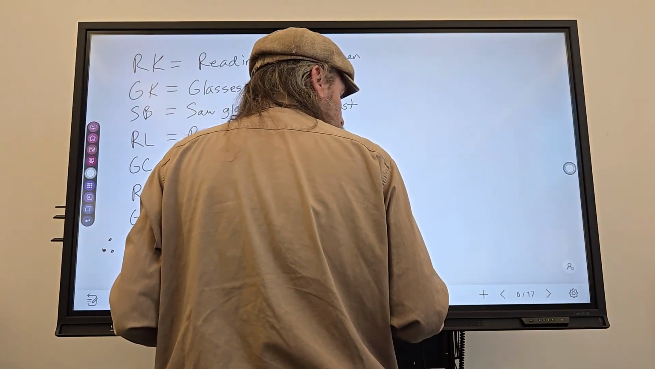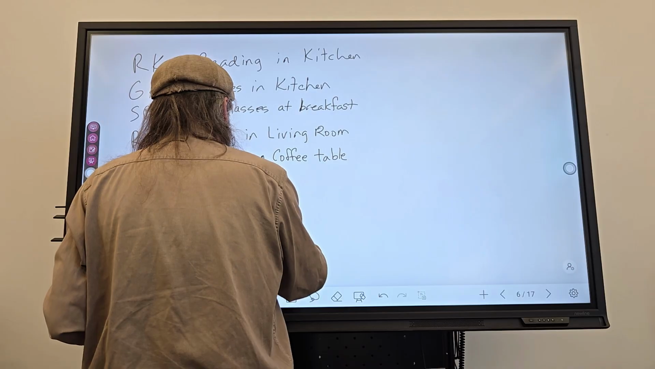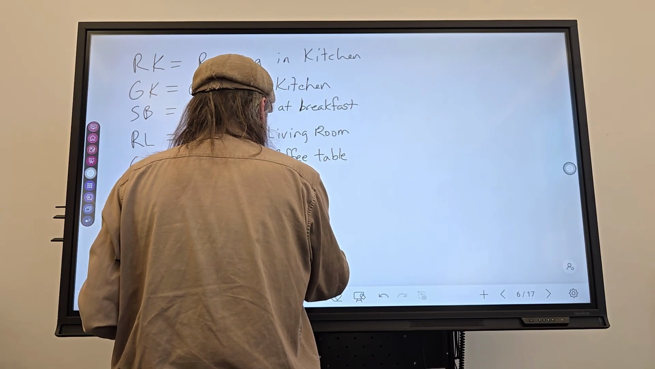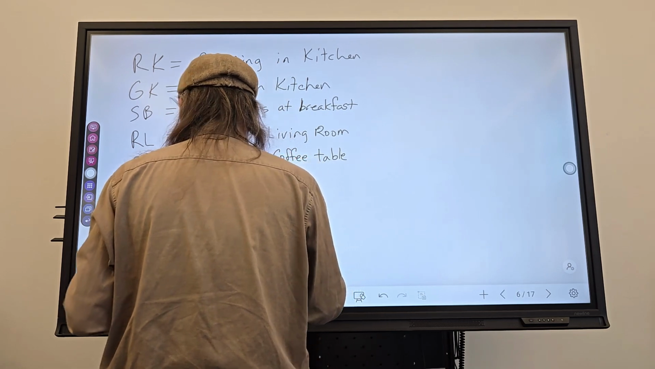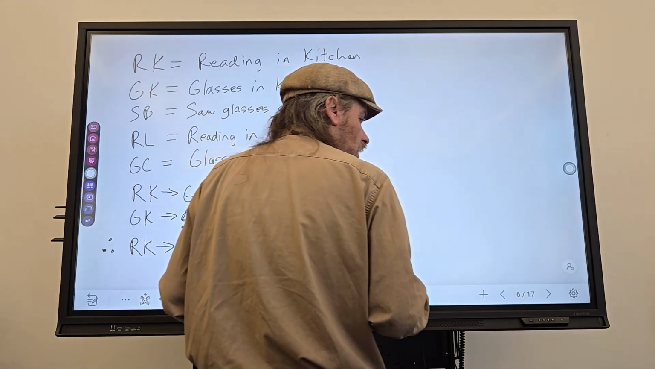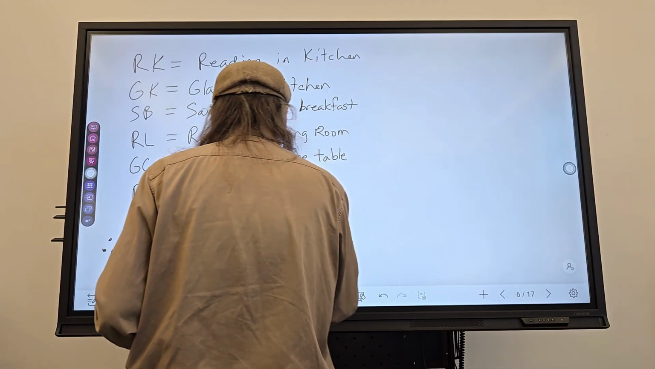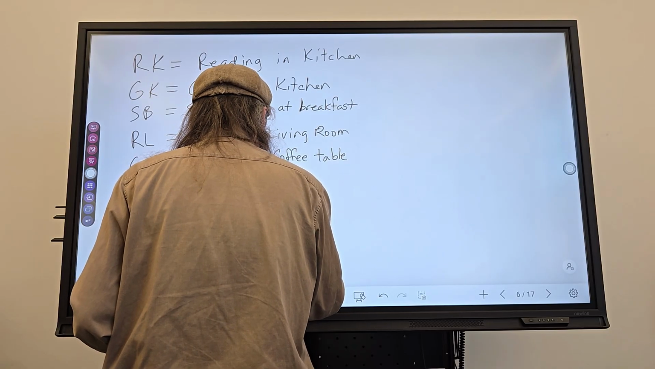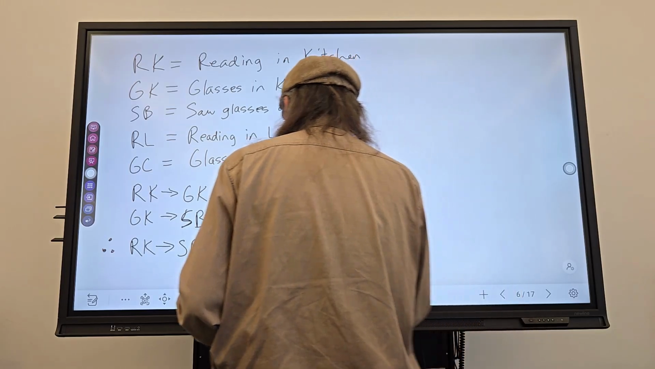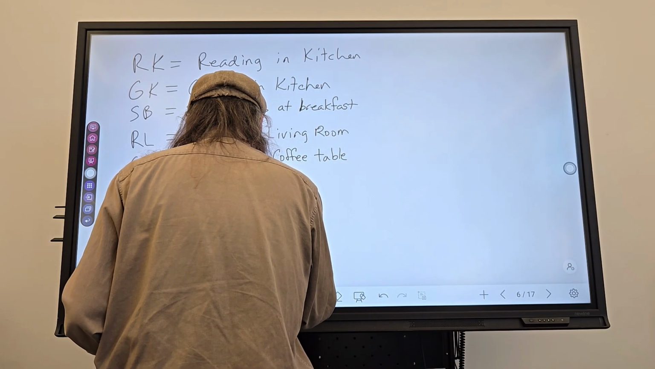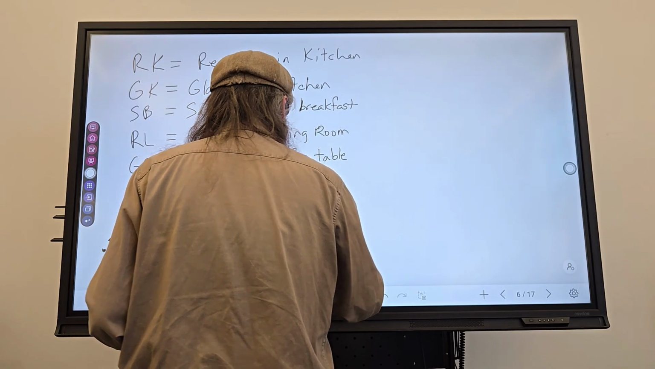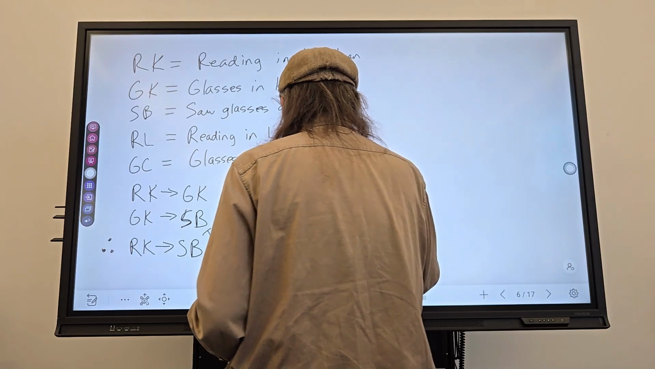If RK, then SB. If RK, then SB, from your previous conclusion here. Not SB. You did not see your glasses at breakfast. Therefore, you were not reading in the kitchen. Modus tollens.